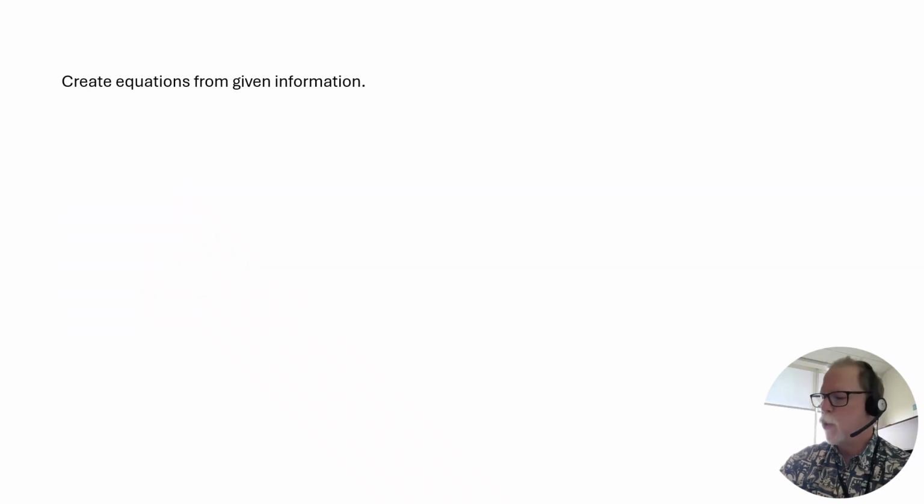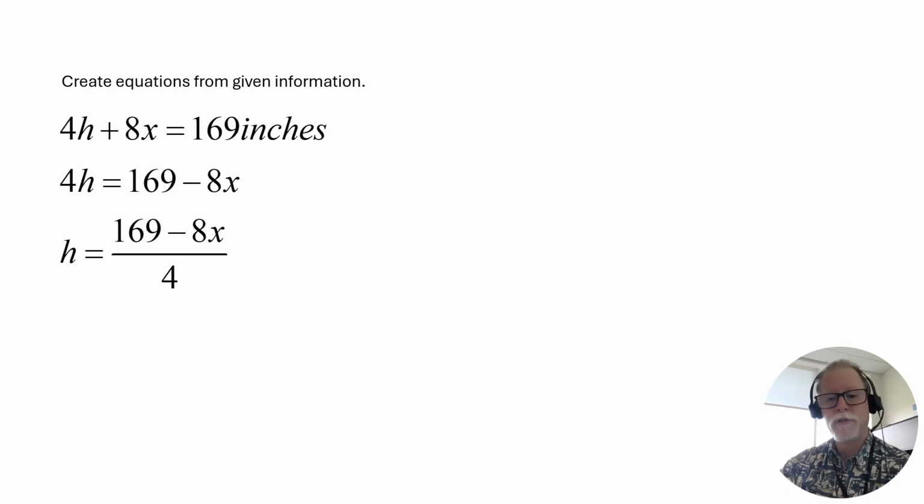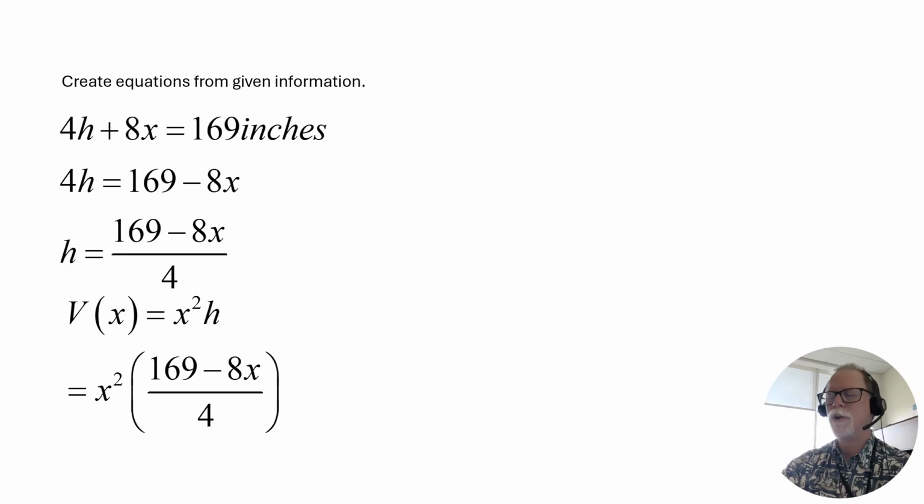All right, so with that, I am going to plug that into my volume. I'm going to first solve it for x, solve it in terms of x. So my height is equal to, you can see how I solved it there. Now I'm going to plug it into the volume equation, x squared h.